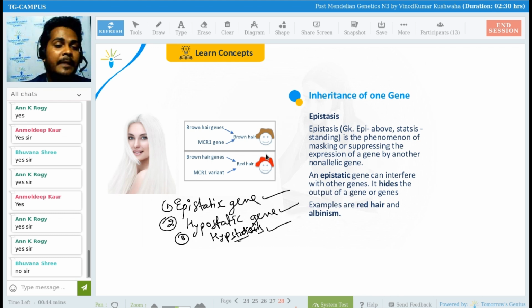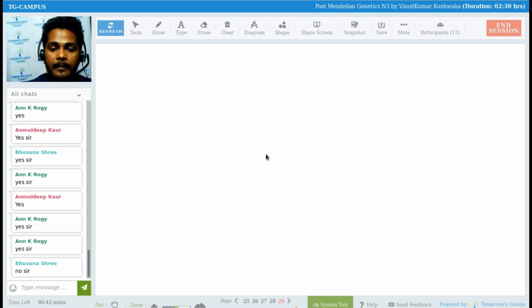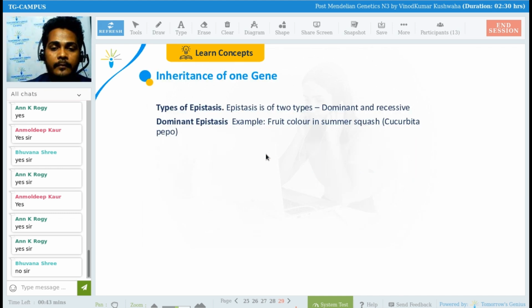So the best example for this epistasis is what? You can see the examples are here, and albinism is the example of epistasis. Yes, are you getting my point? Yes. So based on that, epistasis is of two types. Now what are these two types of epistasis? One is called dominant epistasis and the other is called recessive epistasis.